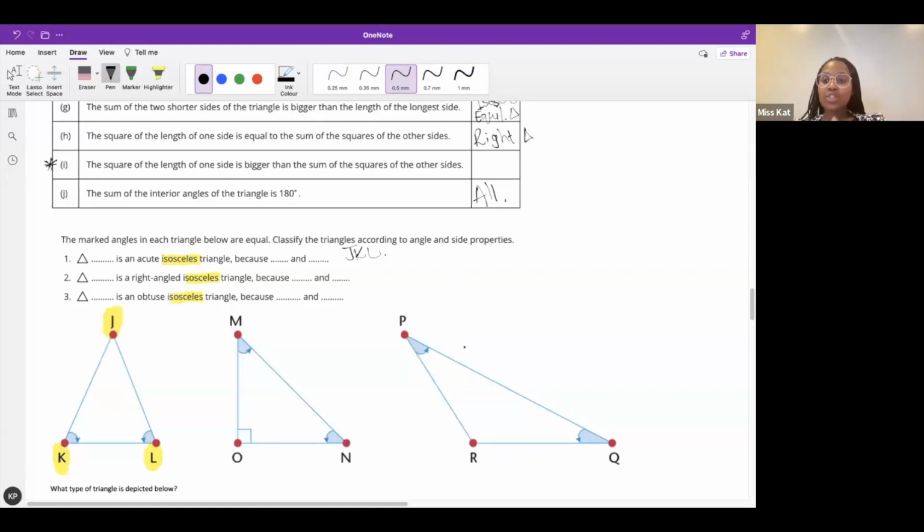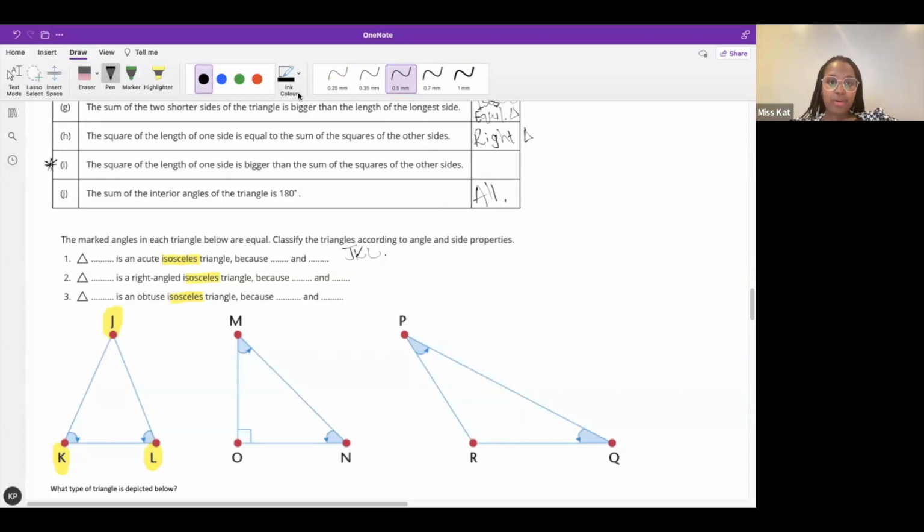So we're saying, therefore, JKL is an acute isosceles triangle. And with my two reasons, the first reason is, well, it has two equal angles. That's why I said it was an isosceles. And my second reason will be, all the angles are less than 90. So it has to be an acute isosceles. Do you see how we're doing it? Yes, ma'am. There we go. Are you feeling better? Thank you, ma'am. You're welcome. Okay, guys, I hope you guys are feeling better.